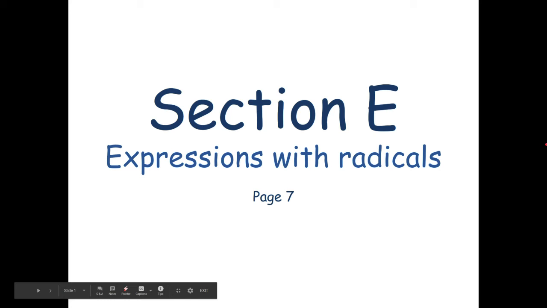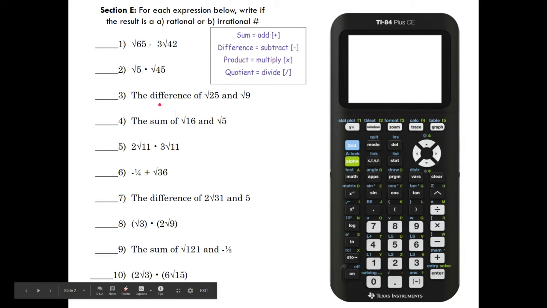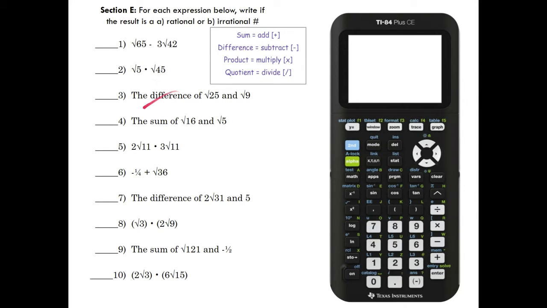We're now in section E, expressions with radicals. This is on page 7 of the worksheet. For each expression below, write if the result is A, rational, or B, irrational. The way we want to do this section is we're going to plug in these expressions that have a radical in it into the calculator, get a result, and see if that result is a rational or an irrational number.